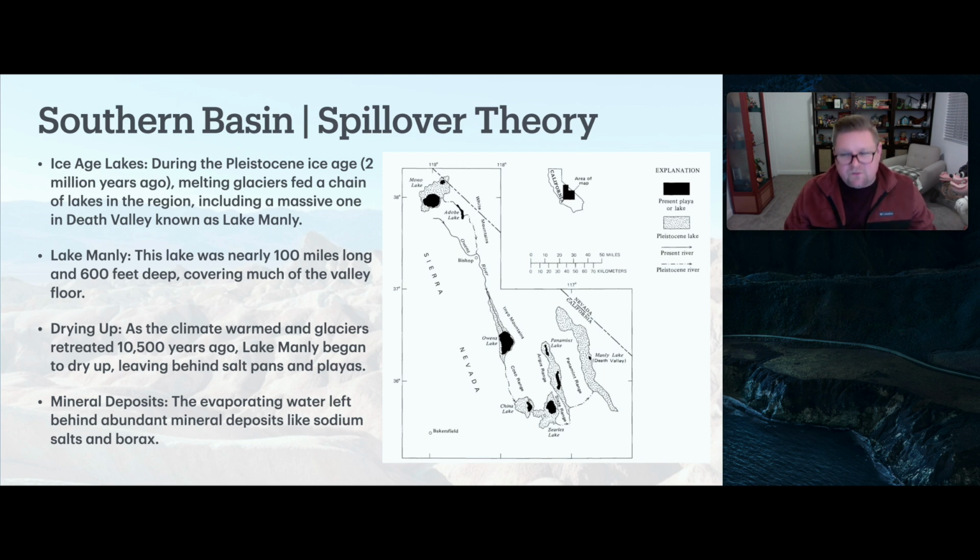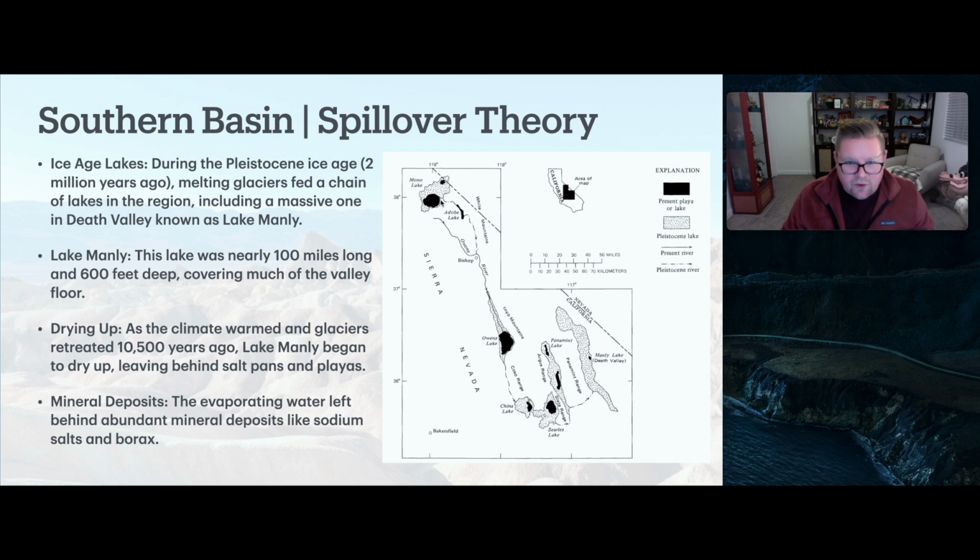So I've mentioned the spillover thing, so let's talk about it for a moment because I feel it's important to do. So, Ice Age Lake. During the Pleistocene, about 2 million years ago, melting glaciers fed a chain of lakes in the region, including a massive one in Death Valley known as Lake Manly. Lake Manly was nearly 100 miles long, and in some places over 600 feet deep, covering much of the Death Valley floor itself. As the climate warmed and glaciers began retreating around 10,000 plus years ago, Lake Manly began to dry up, leaving behind salt pans and playas.